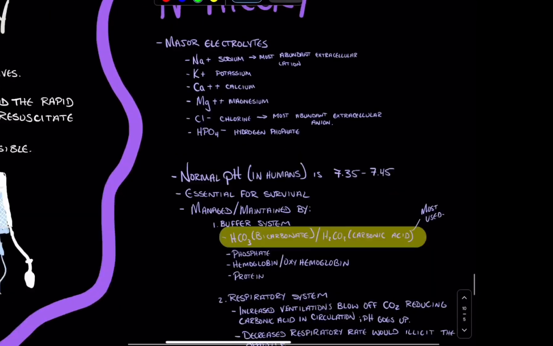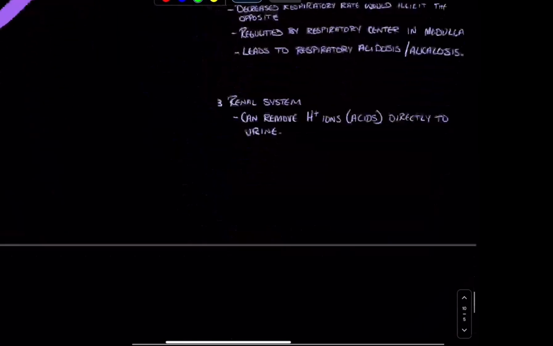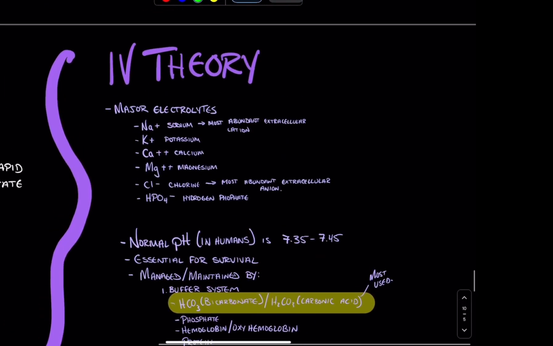Okay, so just a couple other things with IV theory, it's a quick one slide thing. When we look at IV solutions, they're usually trying to replenish a depletion of a certain electrolyte. The major electrolytes that we have in our body are sodium, potassium, calcium, magnesium, and chlorine. There's also a compound of hydrogen and phosphate, which is kind of a molecule, not just an electrolyte. Sodium is our most abundant cation, and chlorine would be our most abundant anion.